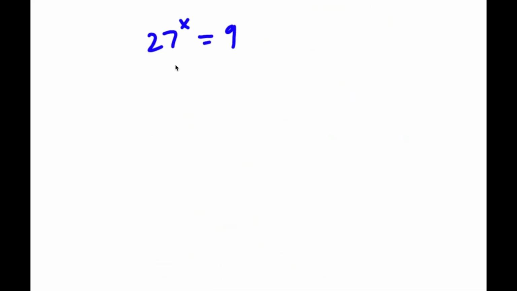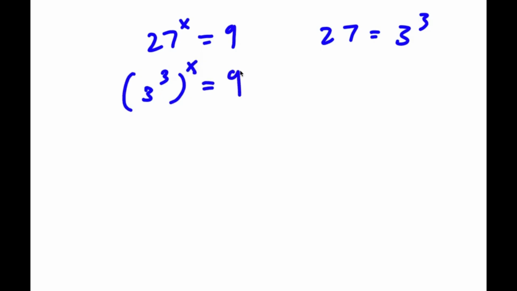So we have 27 to the power of x is equal to 9. And now what I'm first going to do is simplify 27 to the power of x a little. So 27 is the same thing as 3 to the power of 3. So I'm going to substitute in 3 to the power of 3 for 27. So now I have 3 to the power of 3 to the power of x is equal to 9.